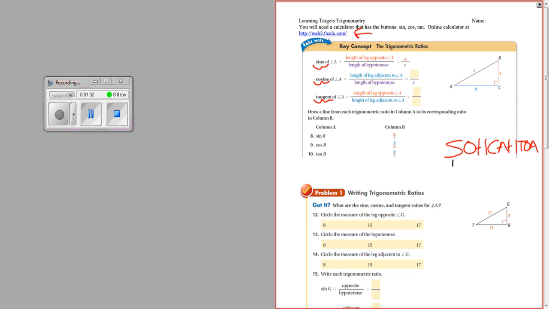So this S stands for our sine, and the sine function deals with the opposite side and the hypotenuse. Cosine is the next one, and that works with the adjacent side, meaning next to, and the hypotenuse. And then tangent is our last one, and that focuses on the opposite side and the adjacent side. Now we'll talk about what all of those mean. But as you can see up here, we have our three ratios. Sine is the length of the opposite side over the length of the hypotenuse. Cosine's the length of the adjacent side over the length of the hypotenuse, and tangent is the length of the opposite leg over the length of the adjacent.